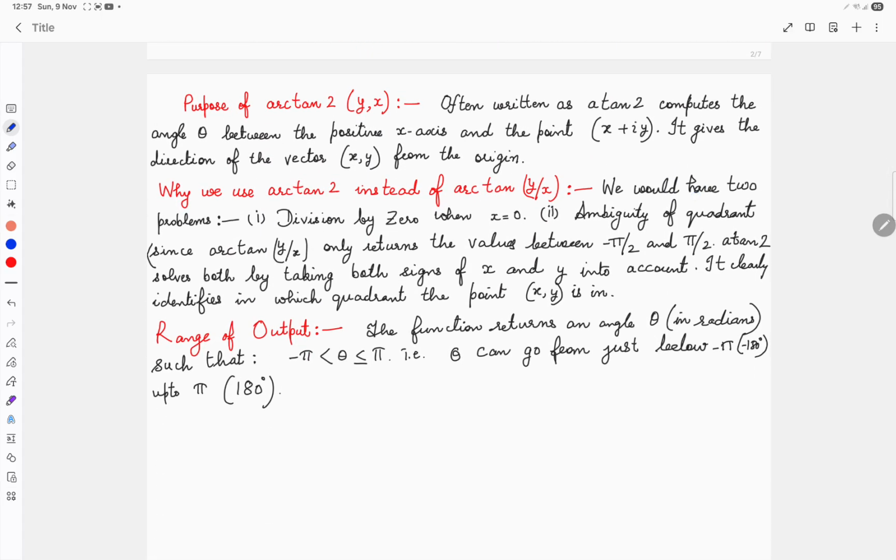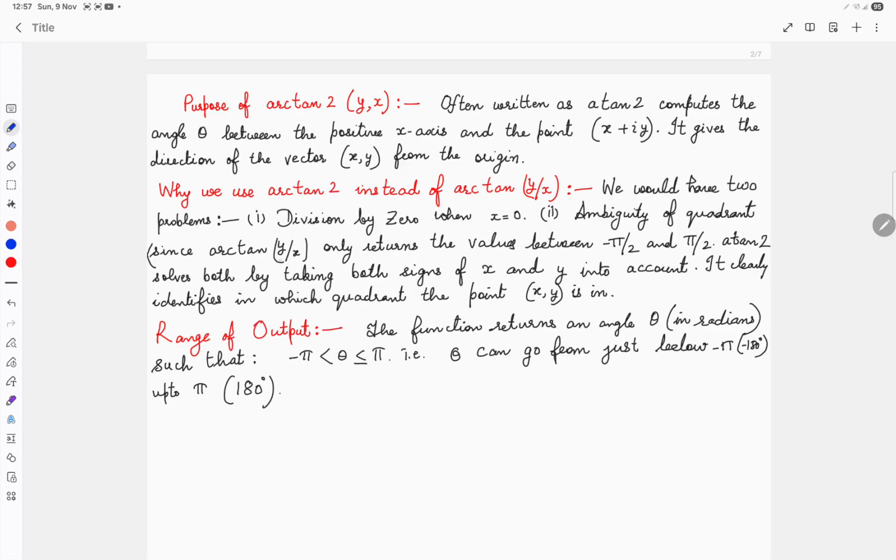Just to briefly point out the purpose of arctan2 y comma x: arctan2 computes the angle theta between the positive x-axis and the point x plus iota y. It gives the direction of the vector x comma y from the origin. So why do we use arctan2 instead of arctan y by x? We would have two problems, as I just explained. One is the division by 0, and the second problem is the ambiguity of the quadrant.